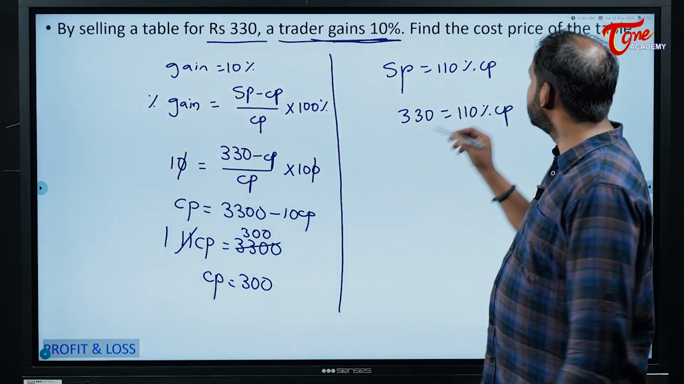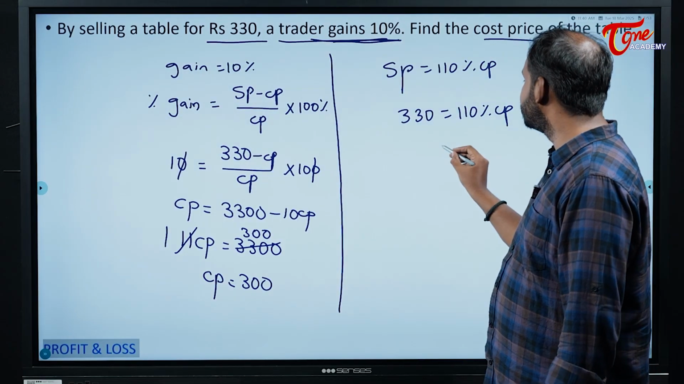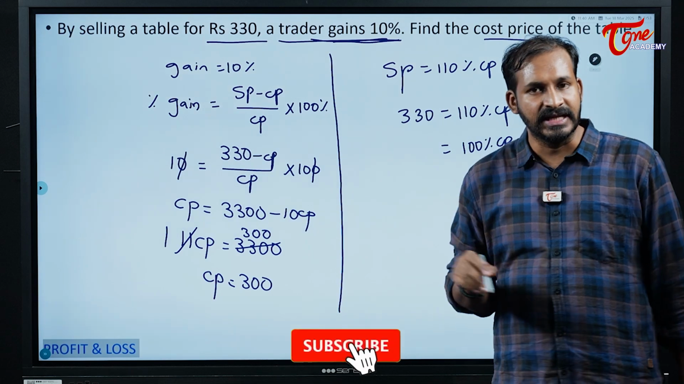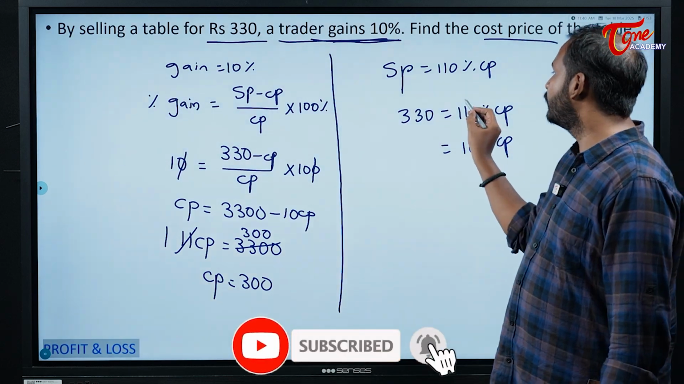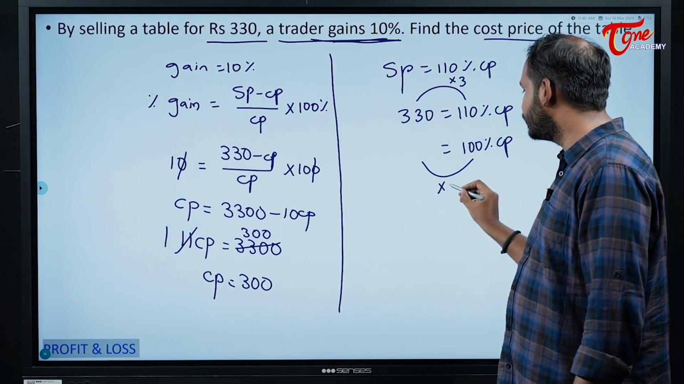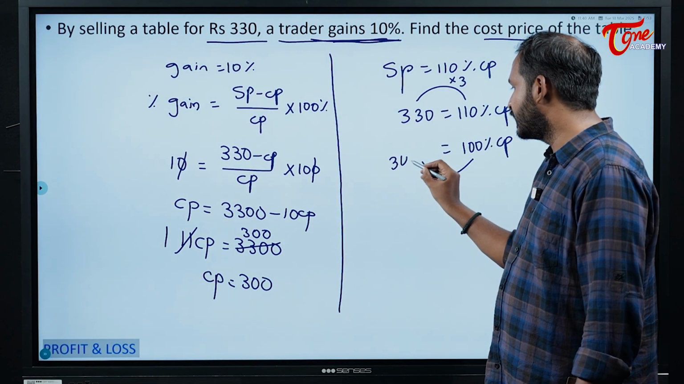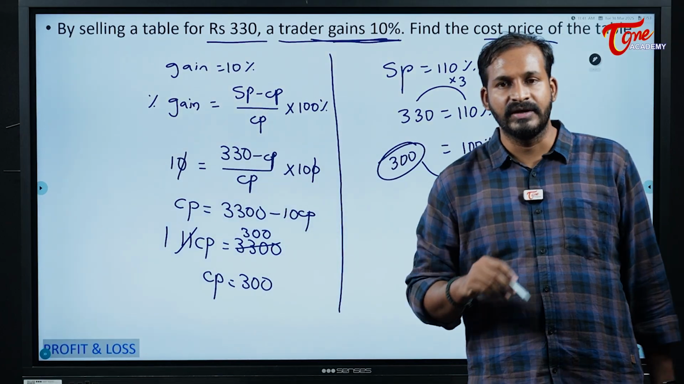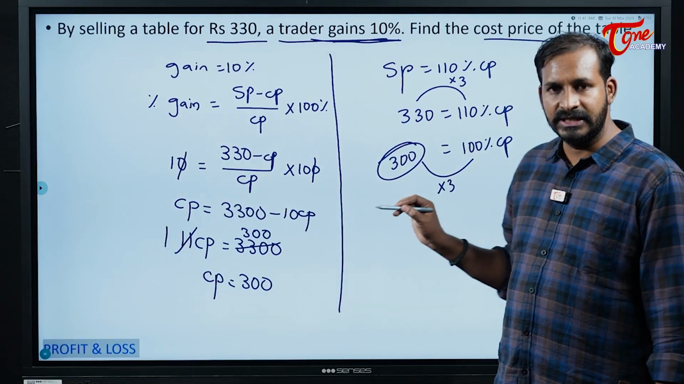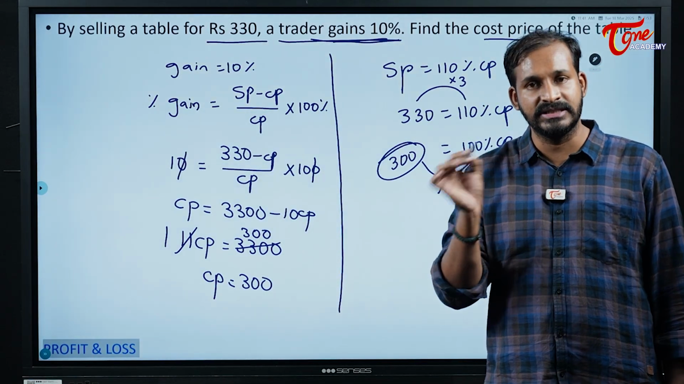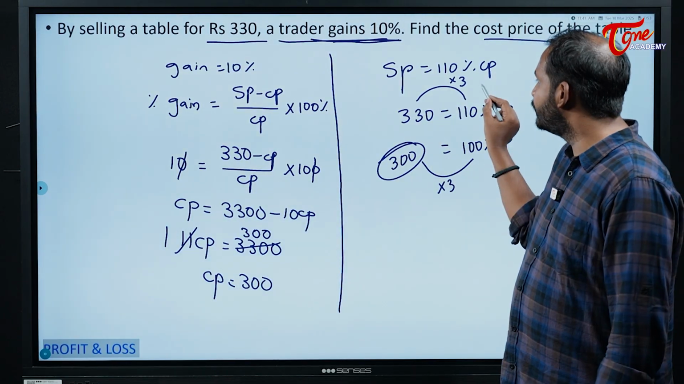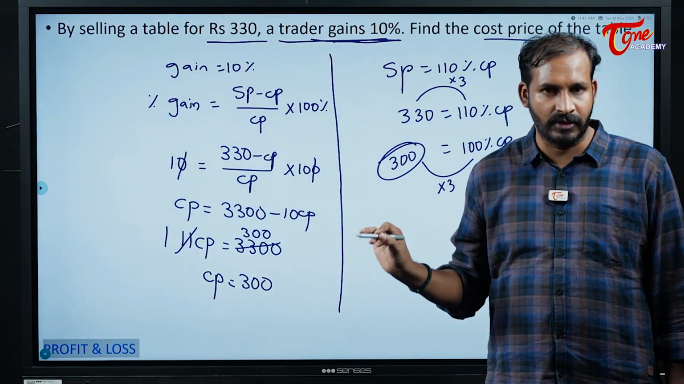And they are asking us what? The cost price. Cost price means nothing but 100% of CP. Now if you observe carefully, 110 into 3 is 330. So here also you can multiply by 3, and you will directly get the answer as 300. So the cost price of that table becomes 300. In this manner we will get the answers very easily if we know how to write the relation between selling price and cost price. So writing the relation between selling price and cost price is very, very important for us.